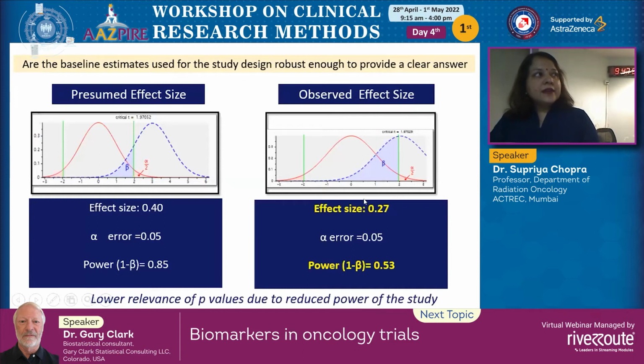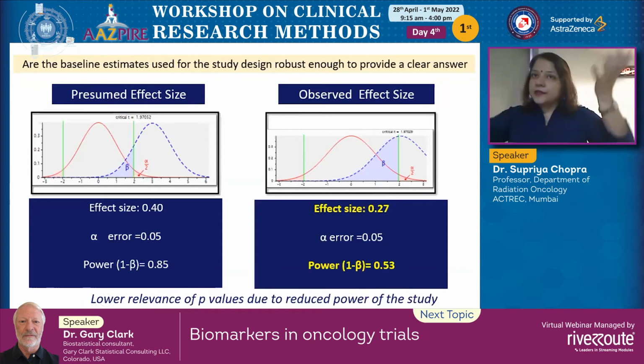When the final trial happened, the actual observed effect size was 0.27. To even demonstrate this effect size, the power dropped, which means they ended up showing a p-value of 0.05, but it has absolutely no meaning. Why? Because that intervention is not producing the effect. Despite having 0.05, the trial ended up being negative because they could not demonstrate that effect size.